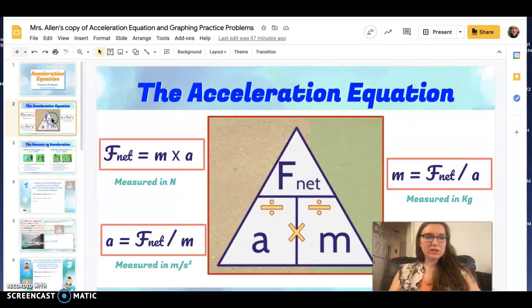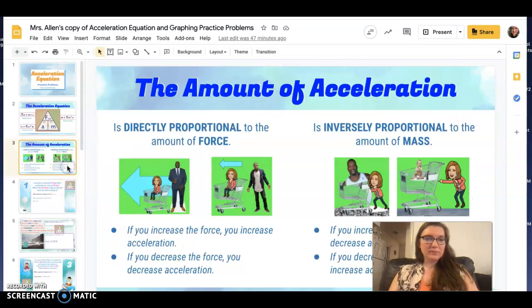So the acceleration equations are all found in this triangle. Whatever thing you need, you cover it up, and then you look at the other two things and how they're related. If they're next to each other like this, you do times. If they're above and below, you do division. So acceleration equals F net divided by m, mass equals F net divided by a, and F net equals mass times acceleration.